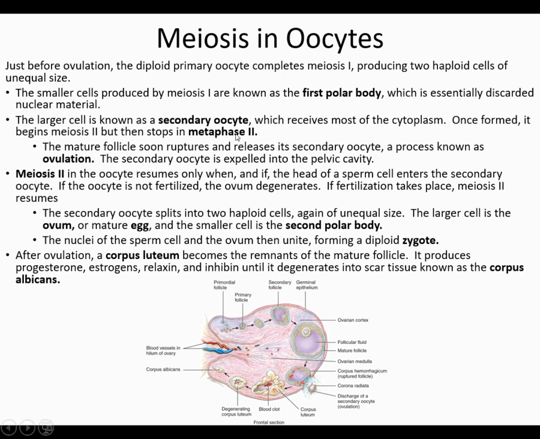But then we stop again, this time in metaphase 2. Okay. And then we ovulate the egg, where it's released when that bubble bursts. And that egg is then going to be released into the fallopian tubes, the oviducts, uterine tubes, whatever you want to call them. Meiosis 2 will not resume if fertilization doesn't take place. It will only resume if the egg becomes fertilized. If it doesn't, the ovum or egg will degenerate. If it does get fertilized, meiosis 2 will resume.